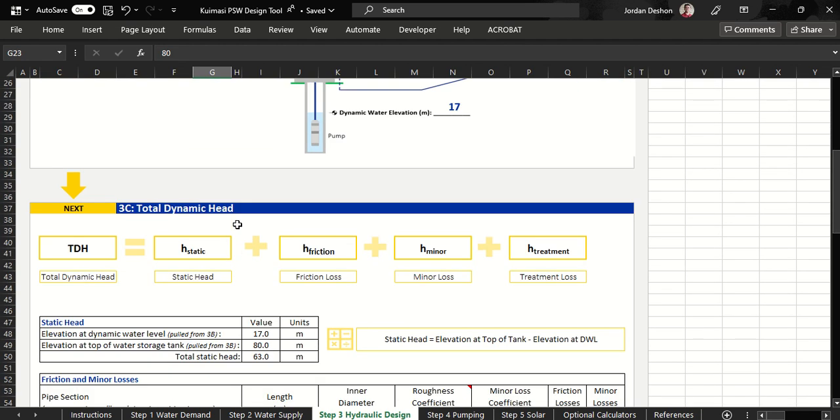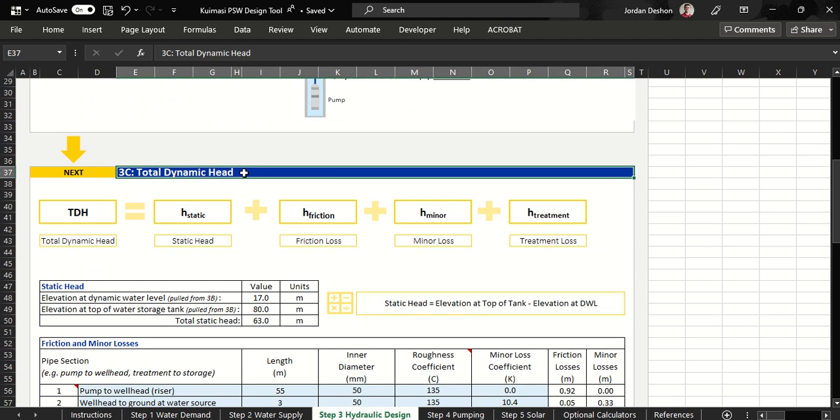Next, in step 3C, we're going to look at total dynamic head, which is calculated as the sum of static head, friction loss, minor loss, and treatment loss. First, static head is automatically calculated based on this equation: the elevation at top of tank minus the elevation at the dynamic water level.